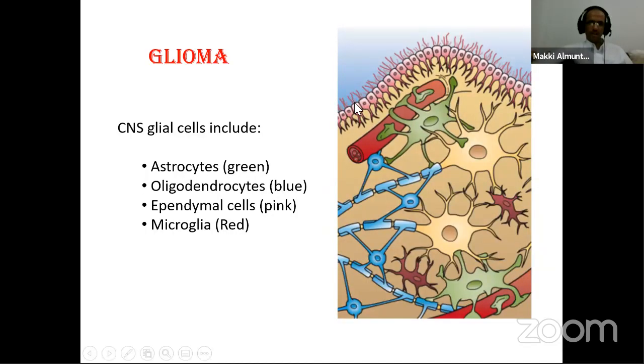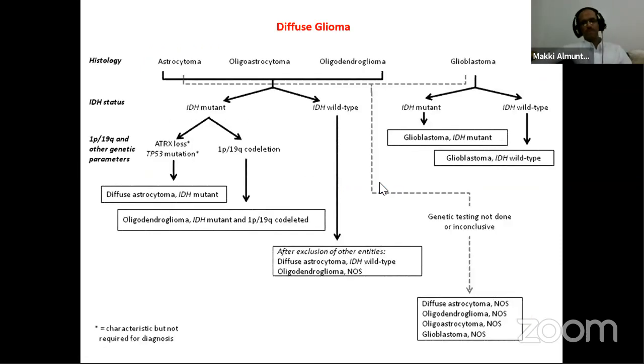Just showing you, these are the ependymal cells, and this is the astrocyte, and these are the oligodendrocytes, where the astrocyte gives the astrocytic tumor, and the ependymal tumor arises from the ependymal cells, and from here arise the oligodendroglioma or oligodendroglial tumors. Back to our classification. Here is the histology classification of the tumor: astrocytoma, oligoastrocytoma, and oligodendroglioma, and GBM or glioblastoma.